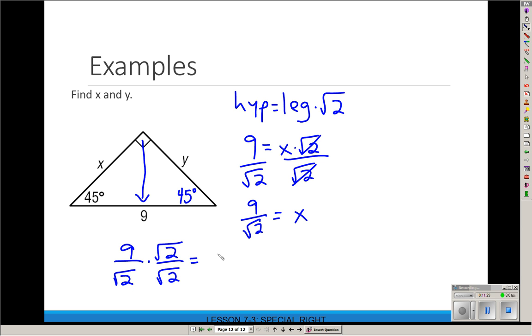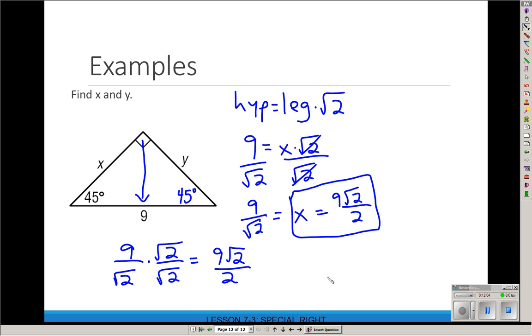9 times the square root of 2 in the numerator, and then square root of 2 times the square root of 2. Anytime you have a square root times itself, it's just whatever that number is. Another way to look at it is the square root of 2 times the square root of 2 is the square root of 4, and the square root of 4 is 2. 9 halves won't reduce, so this is actually finished. So x is 9 square root of 2 divided by 2. Since the legs are the same, then y is also 9 times the square root of 2 over 2.